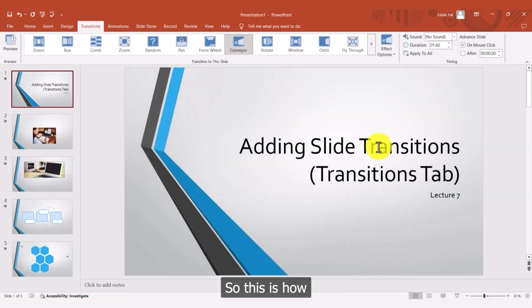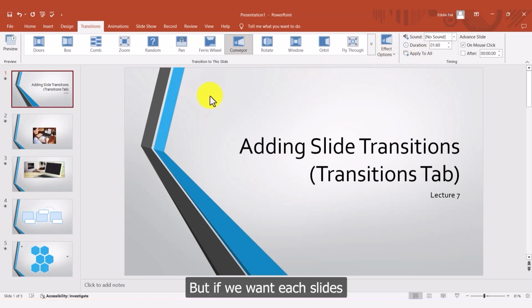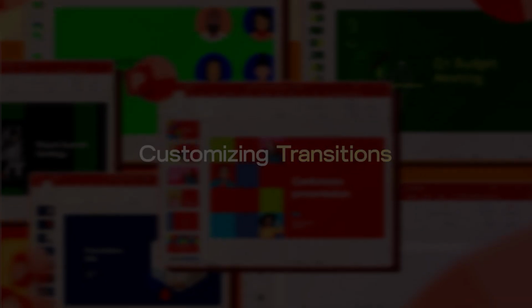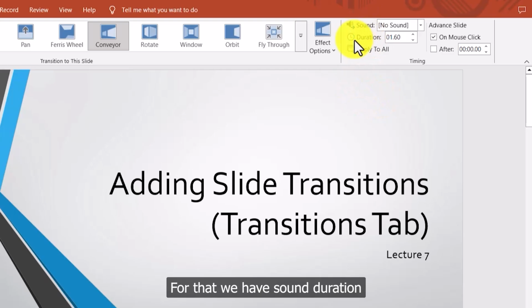So this is how these effects will be implemented throughout the presentation if we apply to all. But if we want each slide to have a different transition, then we will have to apply all these effects one by one. Customizing transitions. To customize the transitions, we have this specific area. For that we have sound, duration, and on mouse click as well.